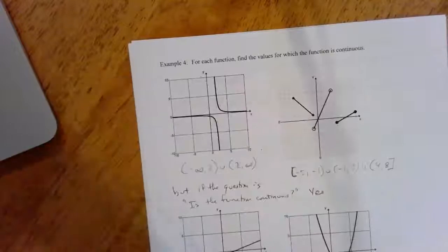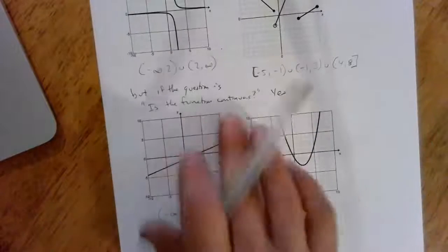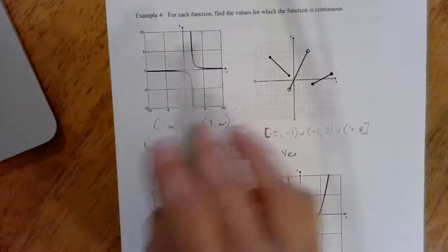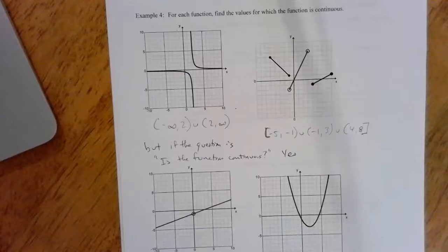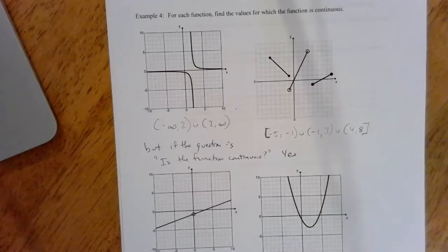If the points are not in the domain, then we don't worry about that when we're asked this question: is it continuous? If the question is find the discontinuities, or find the values for which the function is continuous, you can't say that this function is continuous for all reals. It's not continuous for all reals. But if you're asked this question, is the function continuous? The strict answer would be yes.